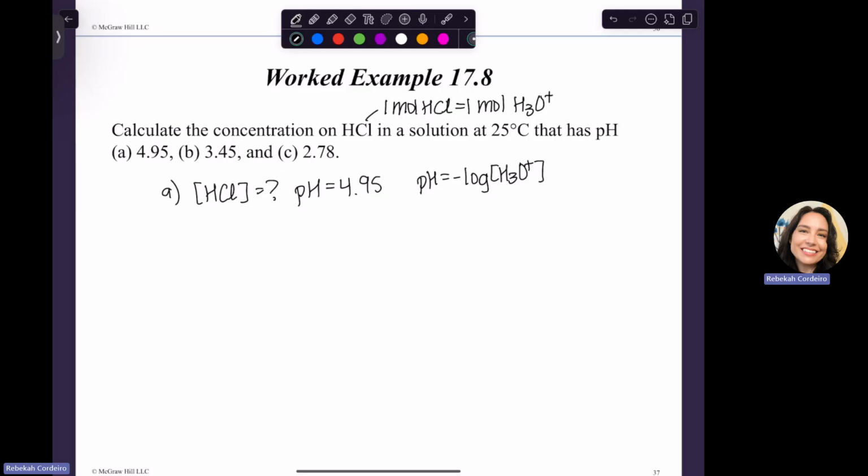So how do I solve for the hydronium? Because if I solve for the hydronium, then we know the HCl will be equal to the hydronium concentration, because it's a 1-to-1 mole ratio. So I need to solve for the hydronium there.